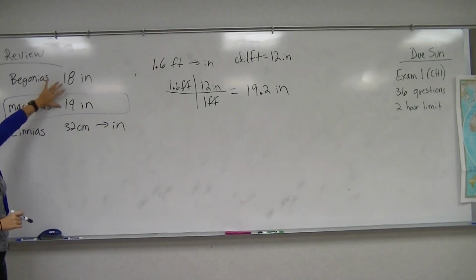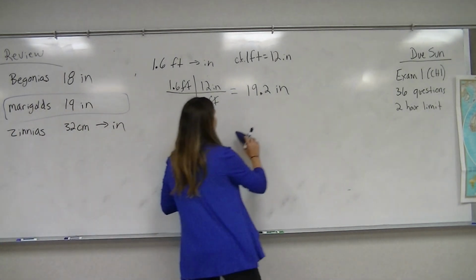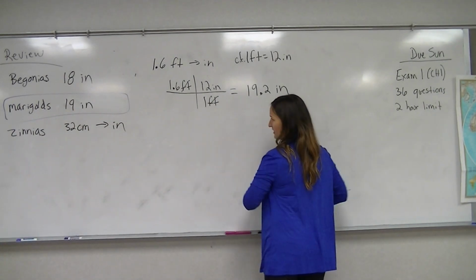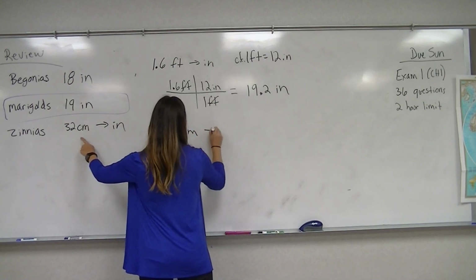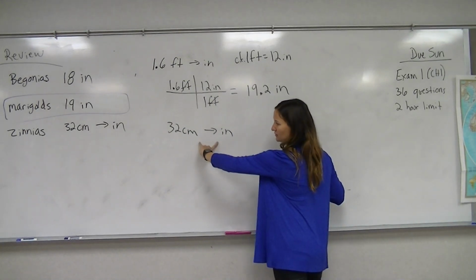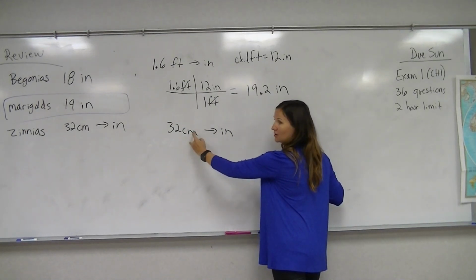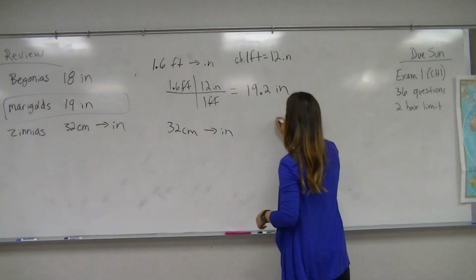So now, looking at just comparing these two, the marigolds are winning. They're taller. Well, let's see about the zinnias. I'll do the zinnias down here. For the zinnias, we're going to take 32 centimeters and convert it to inches. Type of conversion, no letter in common, so it's metric to English.